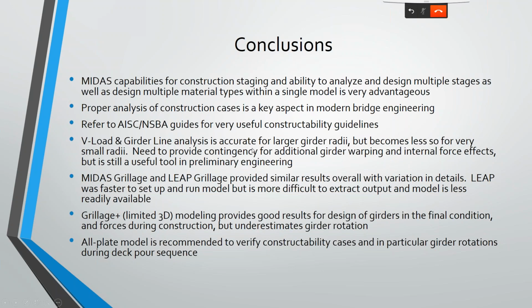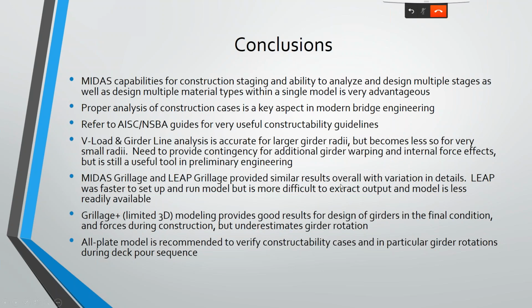V-load and girder line are accurate for larger girder radii, but become less so for small radii. No surprise there. You need to provide contingency for girder warping and internal force effects. Again, that 1,000-foot, 1,200-foot radius is a pretty good cutoff for looking at whether you need to provide a lot of extra or if it's going to be pretty close.